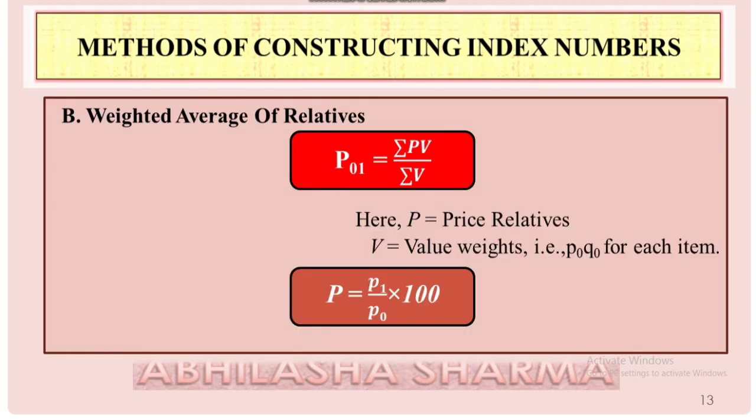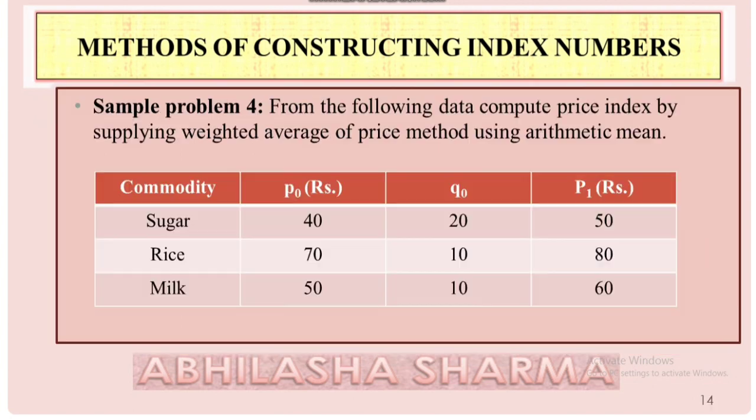Another method for constructing price index in weighted index number is the weighted average of relatives method. Its formula is sigma PV divided by sigma V. Here P is price relatives and V is value weights. We will get P by dividing P1 by P0 multiplied by 100. Here is an example in which commodities sugar, rice and milk are given, and prices of current and base years with quantity of base period are given. We need to calculate price index by applying the weighted average of relatives method using arithmetic mean.